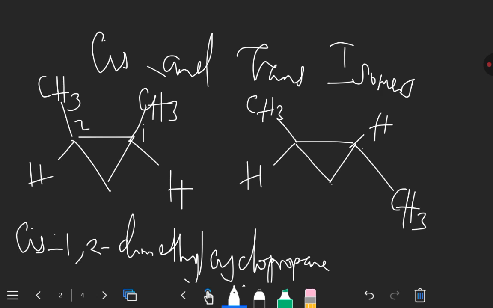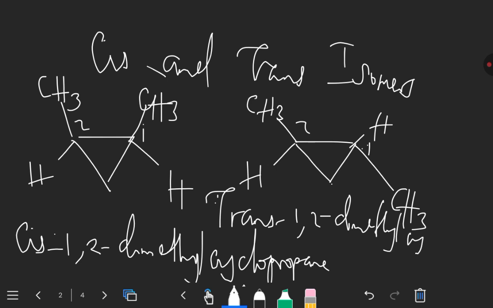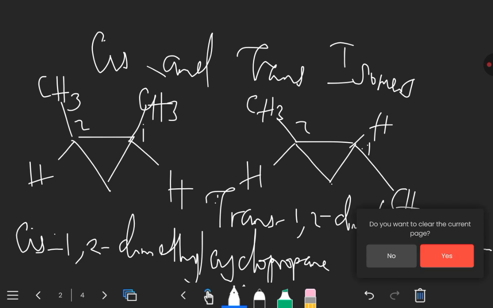Then for this other one, we can see that it also has carbon number 1 with a methyl and carbon number 2 with a methyl, but the difference is that this one is trans. So this is trans-1,2-dimethylcyclopropane, like that. That is what we need to understand there.